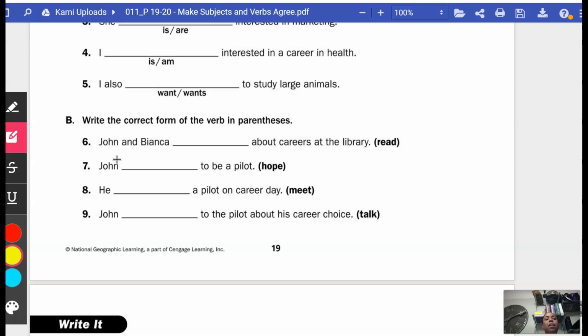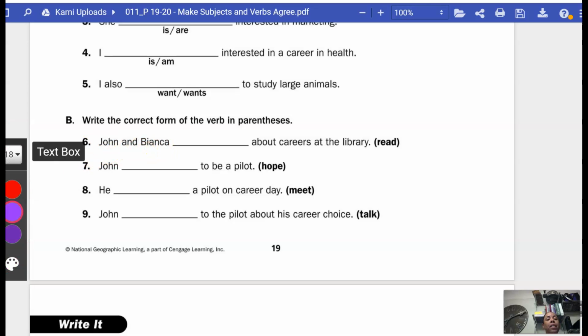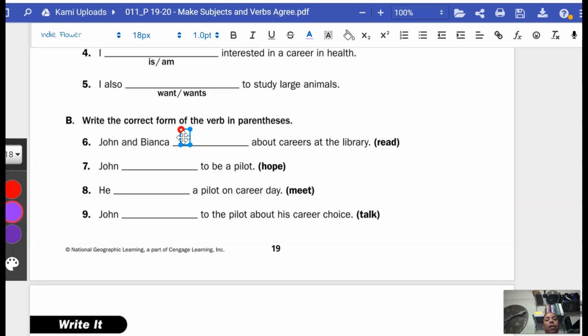Let's read it again. Who or what are we talking about? We're talking about John and Bianca. So that's more than one subject. We're not just talking about John. We're not just talking about Bianca, but we're talking about both of them. So that means that John and Bianca, what? They read about careers in the library. So we're going to type read on the line, okay?